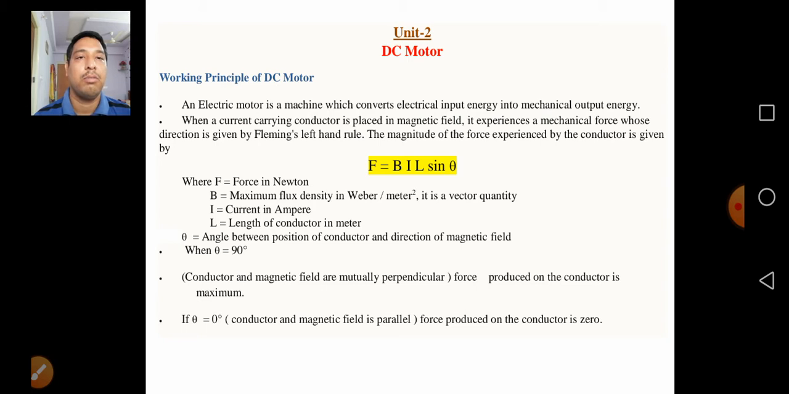As part of the DC motor, what is the function of a DC motor? An electric motor is a machine which converts electrical input energy into mechanical output energy.